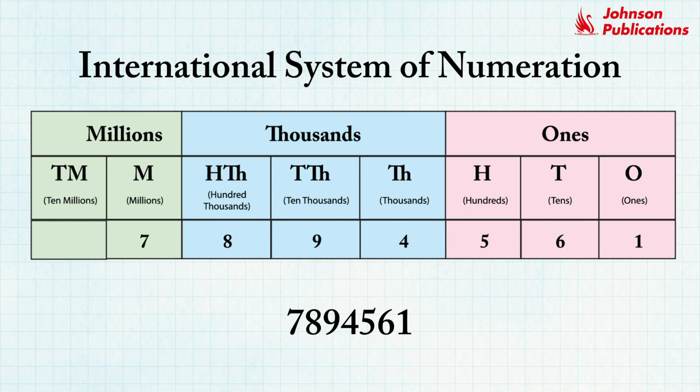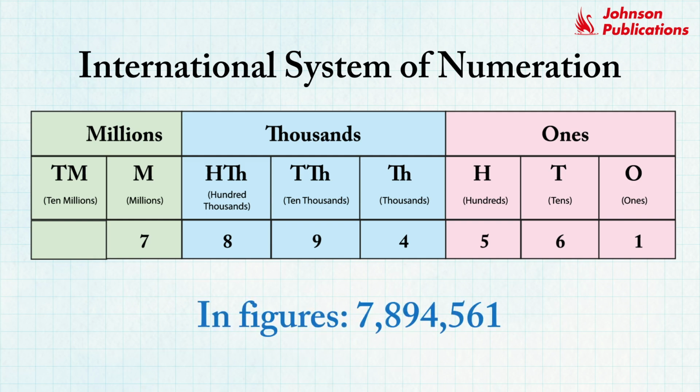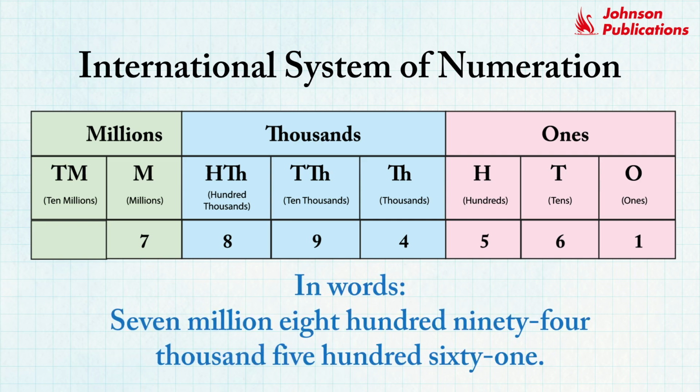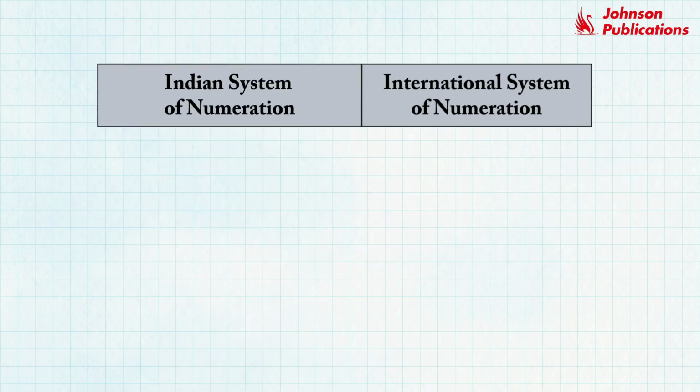According to the International System of Numeration, starting from the extreme right, we put commas after every 3 columns of places. Thus, the number is represented like this. In figure, the number is written like this, and it is read as 7,894,561.